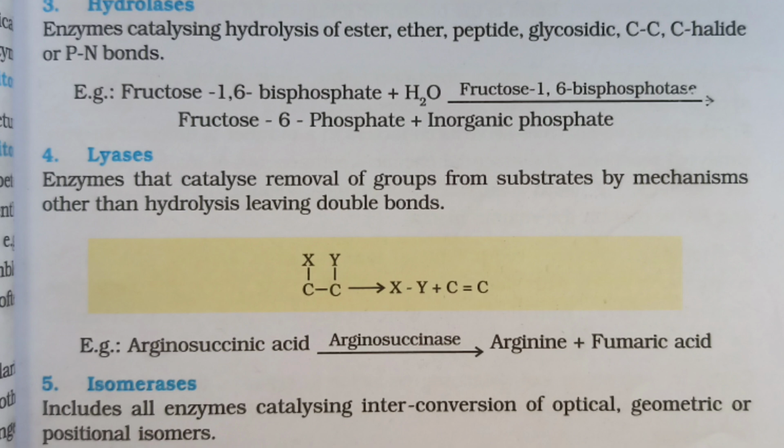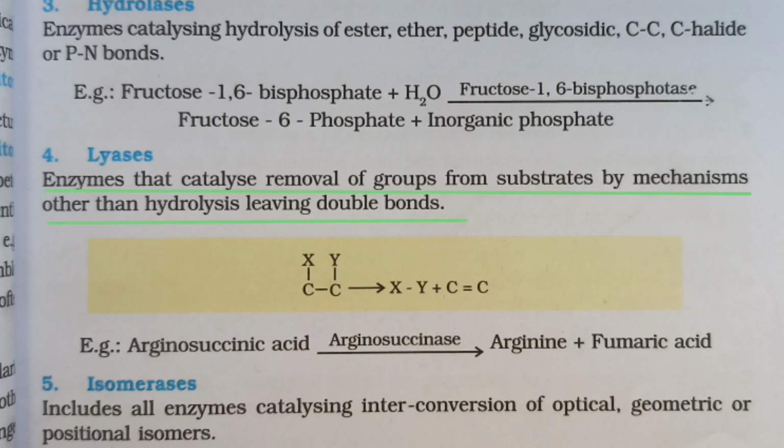We call it fructose 1,6-bisphosphate because fructose has 6 carbons, and the 1st and 6th carbons contain phosphate groups. That's why we call it a bisphosphate. It indicates that 2 phosphates are present.